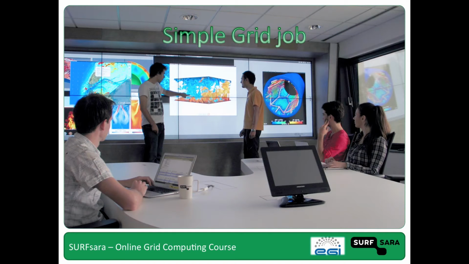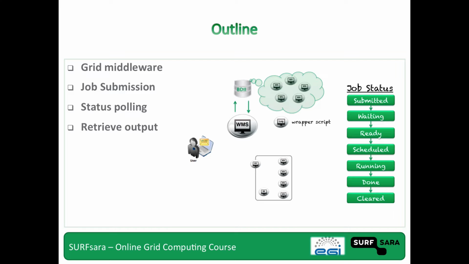In this lecture, we will show you how to use the G-Lite middleware components to submit jobs to the grid, get status information and retrieve the output files. We will go through the entire workflow of submitting one job, checking its status and retrieving the output. Let's first start with a discussion on what the grid middleware actually is.